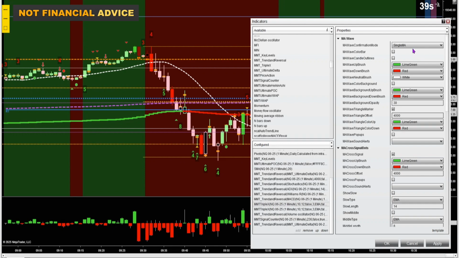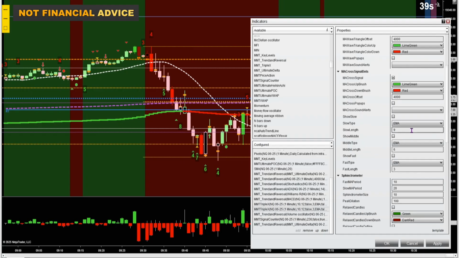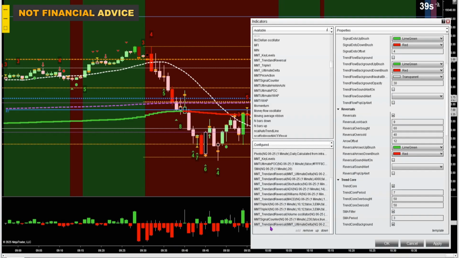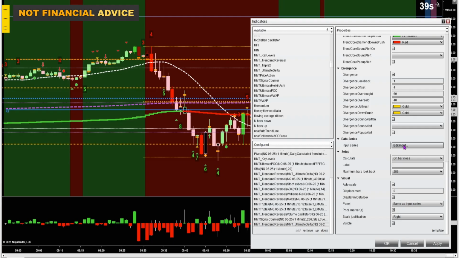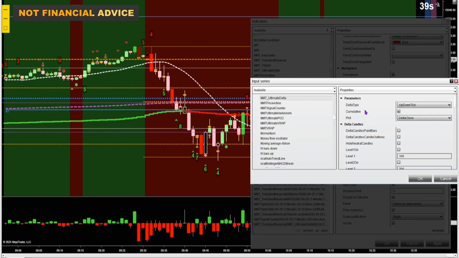And I've got wide offsets on both of these signals. This is in single moving average mode. On the second instance of the XXX, same thing, except I've got EMA settings of 9, 6, and 3. Just looking for much shorter term trend changes. And then lastly, I've got one more instance of the MMT trend and reversal. This time I've got the ultimate delta as an input series, but it's in cumulative mode. So I've got delta close as the plot, up down tick mode, and I've got the cumulative mode checked on.